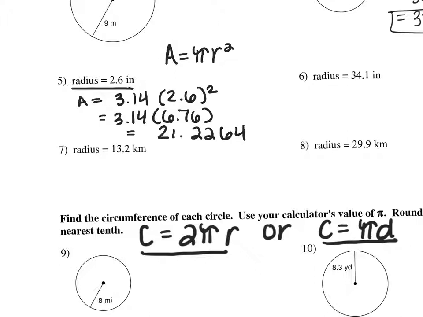21.2264. However, I am rounding to 2 decimal places, so I'm going to underline my 2, and look to the right of it, and I have a 6, because this 2 right here is in my hundredths place, which is what I want to round to. So I look to the right of it. If it's 5 or more, I'm going to add 1 more. If it was 4 or less, I'd let it rest. So in this case, my area equals 21.23 inches squared. That's my final answer there.